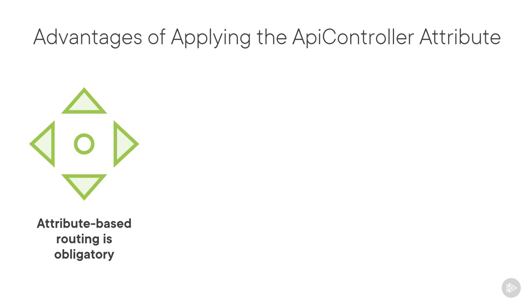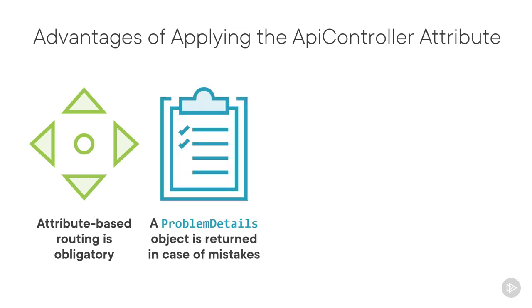The first thing we already encountered without knowing it is that the API controller attribute adds a requirement for attribute-based routing. When we looked into routing, we learned that route templates should be applied with attributes when building APIs. The API controller attribute effectively forces us to use them. The second thing we've already noticed is that what is returned in case of an error follows a certain format, the problem details format. We noticed that when we got back a 404 not found in the previous module.